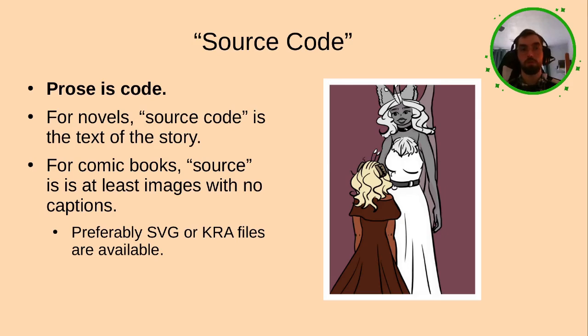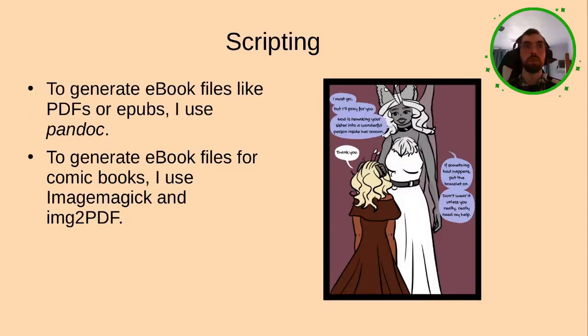So for novels or short stories, the source code is the text of the story, whether it's a plain text format like Markdown or a document like Open Document format. It's very straightforward to see what the source code is. For comics, source is a little bit harder to define. It's at least images with no captions like what you see here, but it's preferably SVG or KRA files of the art so that you can modify the art later if you need to.